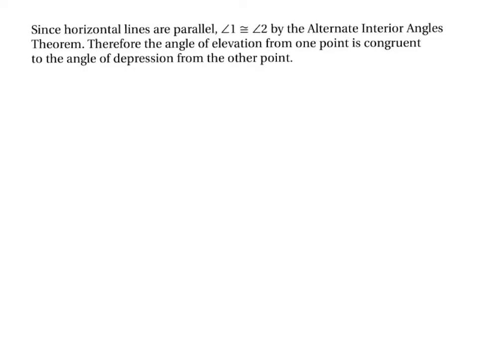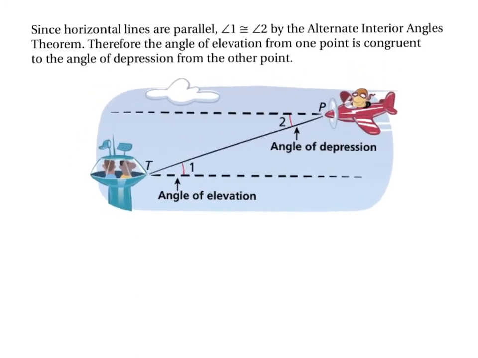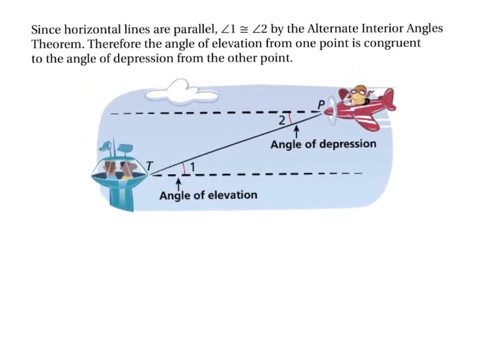Since horizontal lines are parallel, angle 1 and angle 2 by the alternate interior angles theorem are congruent. In this picture, you can see that horizontal lines have a slope of 0, so they're parallel. Angle 1 and angle 2 in this case would be the exact same. Now, the angle of elevation from one point is congruent to the angle of depression from the other point.